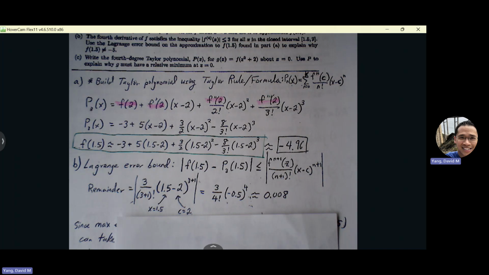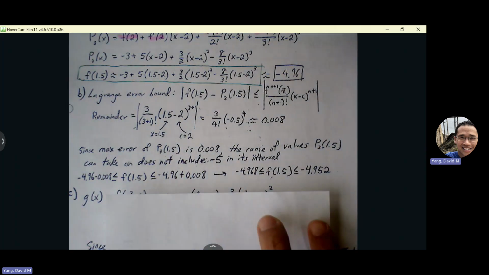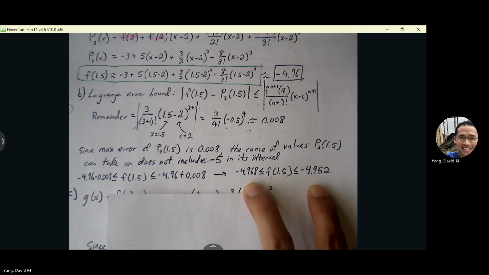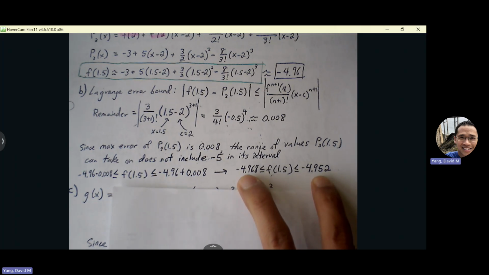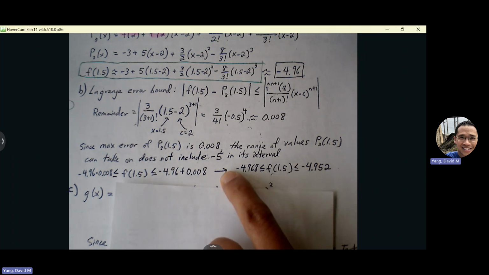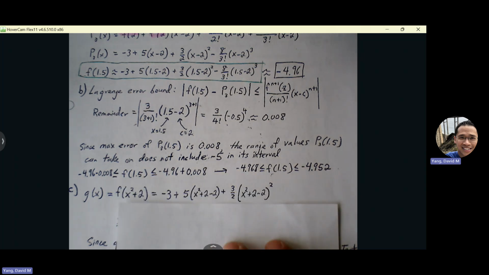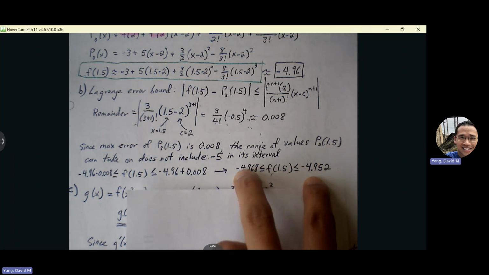And the minimum that it can be is never going to reach -5. So based off of our error bound, based off our approximation, we're able to show that our interval of values that f(1.5) can be lives between -4.96 and -4.95, and this doesn't stretch as far as -5. So we know that f(1.5) cannot be -5.